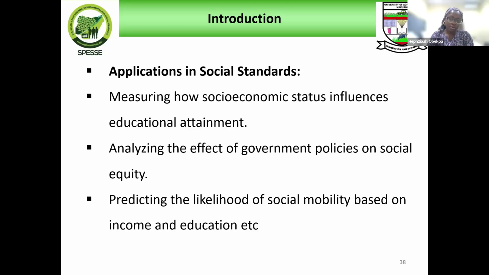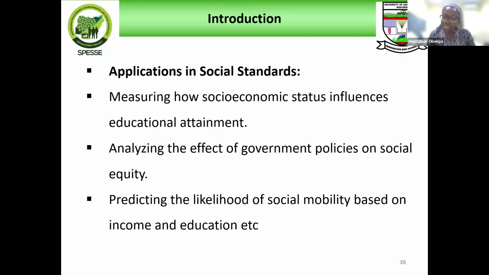Okay. So when we say socioeconomic status, well, it could be wealth, it could be education, income, welfare. Yeah, so all of those could form your socioeconomic status. Now, applications of regression in social studies. We can use it to measure how socioeconomic status. Socioeconomic status is your independent variable.